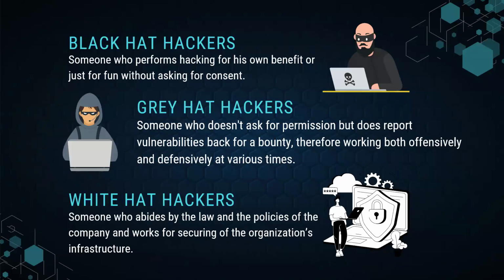And in between, there's a third mysterious category called gray hat hackers. These are people who have both the qualities of black hat as well as white hat. Like a black hat hacker, they don't ask for permission first, but once they find a vulnerability, they report it back to the company for a bounty. Bounty is like a financial reward they expect in return for reporting that vulnerability without misusing it. So they're working both offensively and defensively at various times, hence they're called gray hat hackers. They're also commonly known as bug bounty hunters, hunting for bugs in return for a bounty.